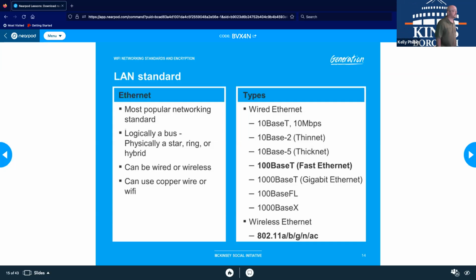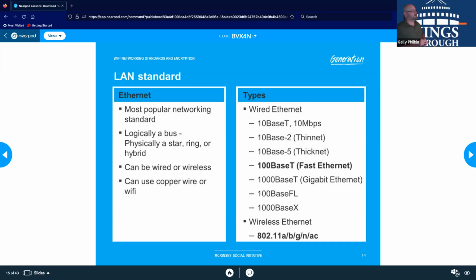All right, LAN standards. Ethernet is a big one. It is one of the most popular ones used today. Logically, it can be thought of as a bus, but physically it can be a star or a ring or a hybrid. If you think about it, we have a bus moving through, and at each stop it may branch off and become a star. It may branch off and become a ring. So logically it's set up almost like a bus, but physically it can be others. The LAN or the Ethernet can be wired or wireless, and it can use copper wire or Wi-Fi.